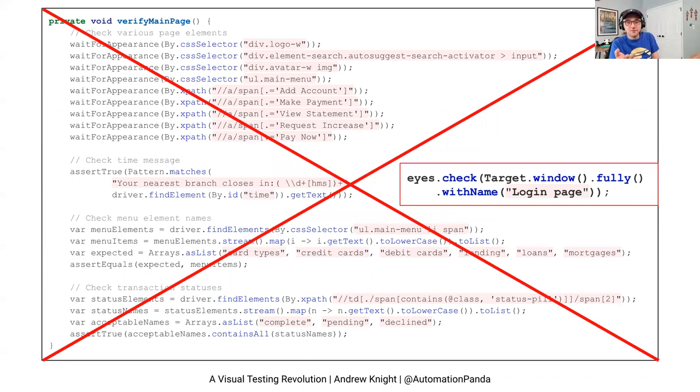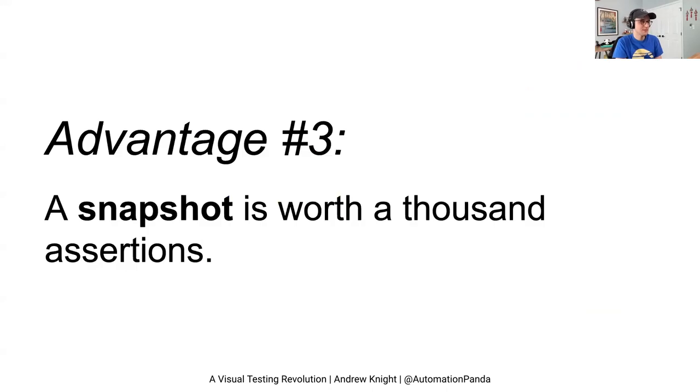The impact on the verify main page step is far greater. One visual snapshot eliminates the need for several of those lines of assertions. This is the third major advantage visual testing has over traditional functional testing. Visual snapshots greatly simplify assertions.